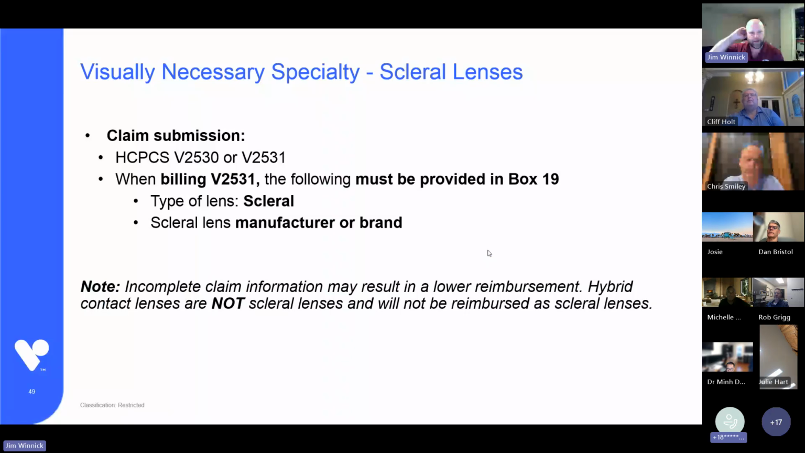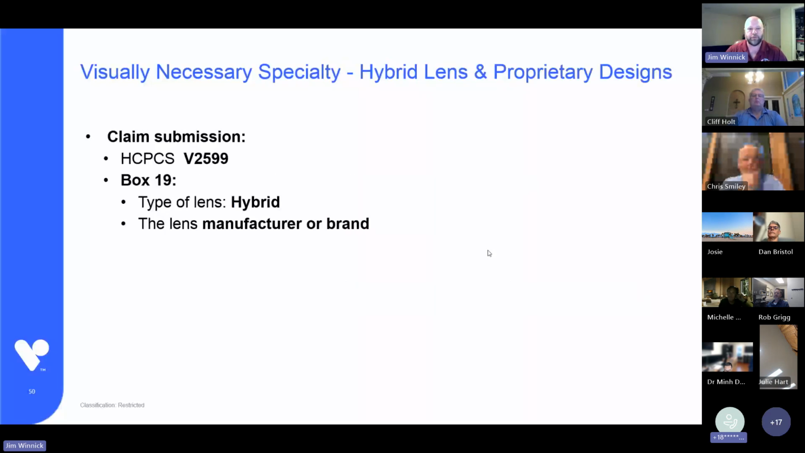And a big key and another factor of confusion for doctors is that hybrids are not scleral lenses. Scleral lenses are scleral lenses, great big hard lenses that fit on the sclera. A hybrid with an RGP with a soft skirt is not a scleral lens. That is reimbursed at the next level down, which is a V2599. So then you list that as a hybrid and put in your manufacturer brand.